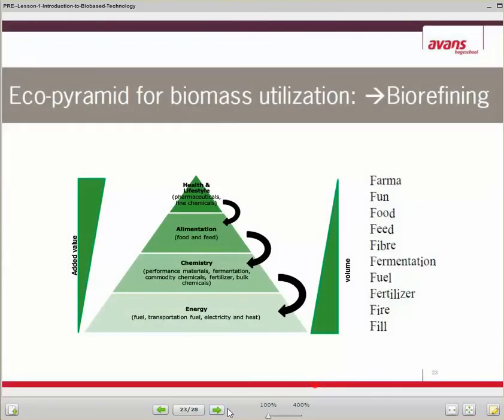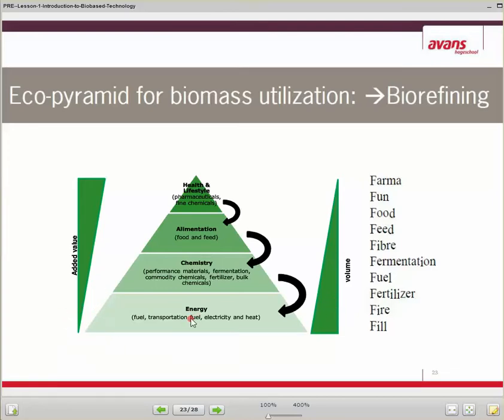And now we have the F ladder, which is also called the bio-based pyramid. It's both things. On the left, we have the bio-based pyramid, and its parallel, the F ladder. At the bottom of the bio-based pyramid, we have energy. So energy, you need the most volume for it, but it has the least added value.